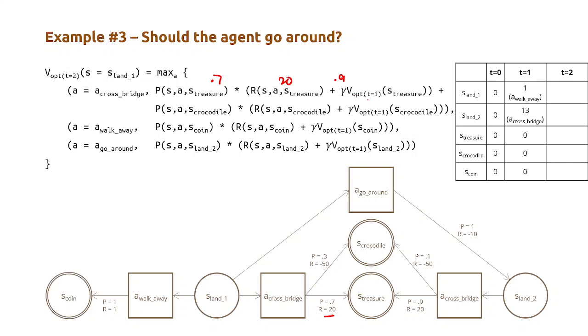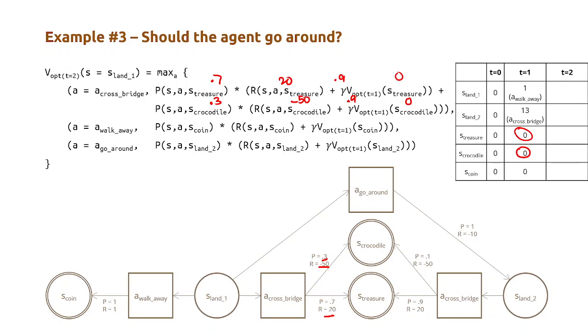What is the optimal value of treasure at t equal to 1? It is 0. Easy. Next, what is the probability of going to the crocodile when crossing the bridge at S land 1? It is 0.3. Reward is negative 50 plus 0.9 of gamma multiplied by the value of S crocodile at t equal to 1, which is 0.